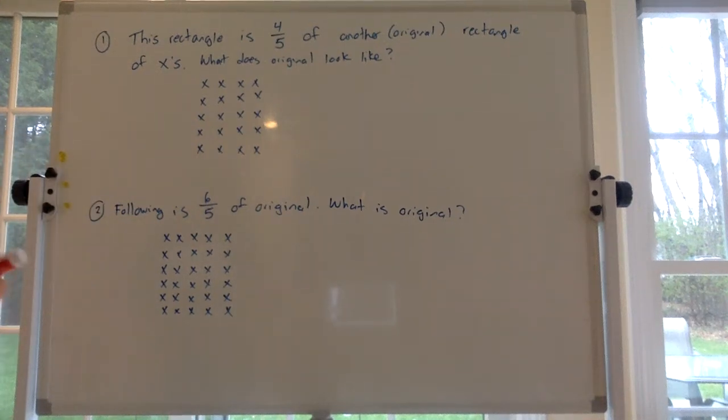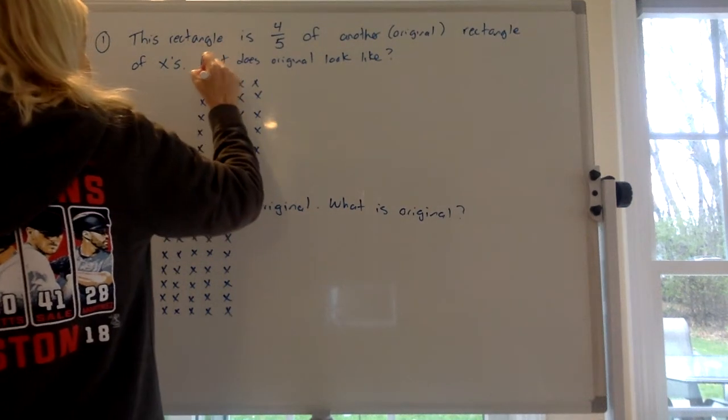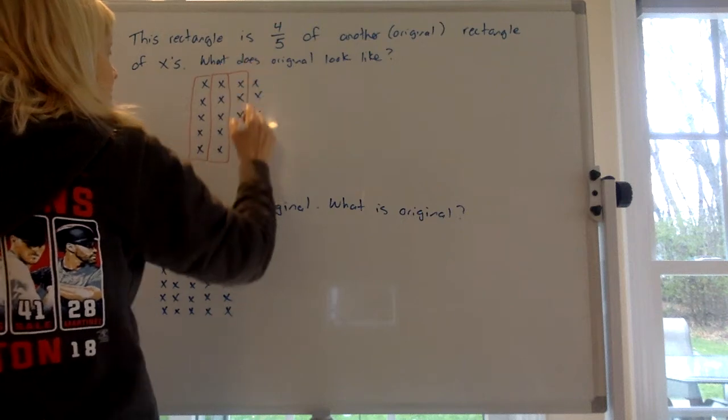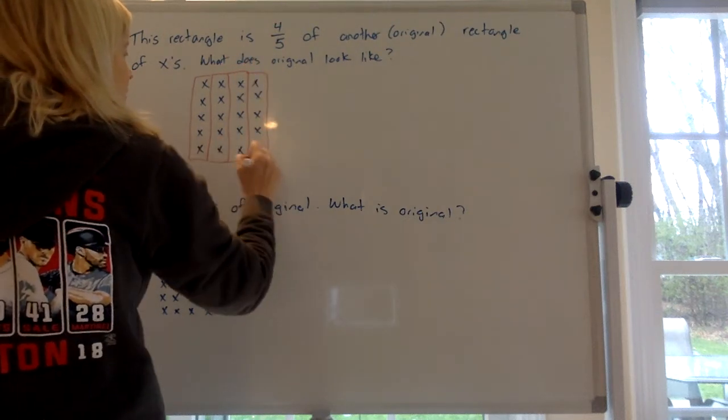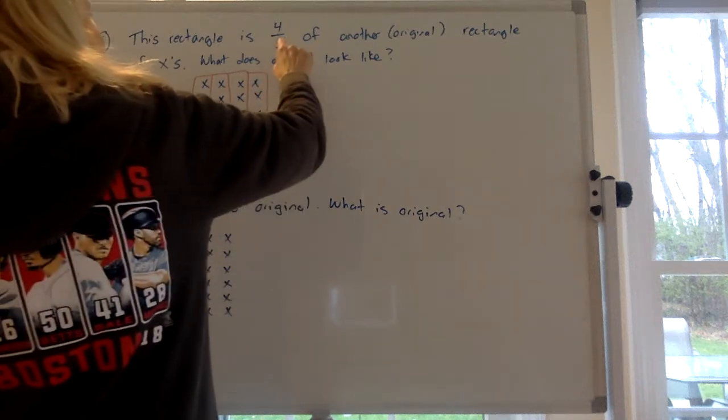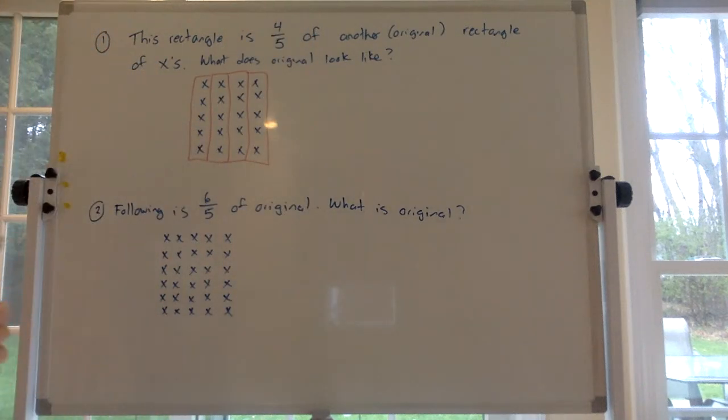And I think we can do that, right? If we divide it up into 4 columns, because each column has 5 x's in it, right? So we divided that up into 4 equal pieces. What does the original look like? The original is made up of 5 of these 4 pieces, right? So the number on the bottom tells you how many pieces are in the original, 5.